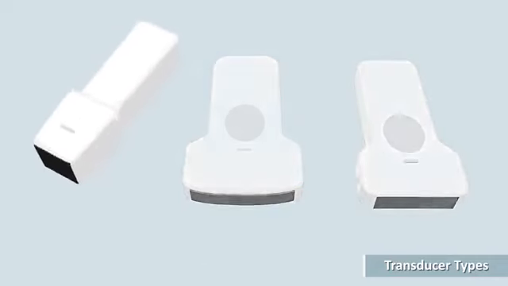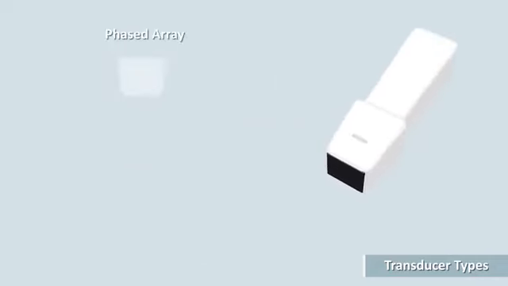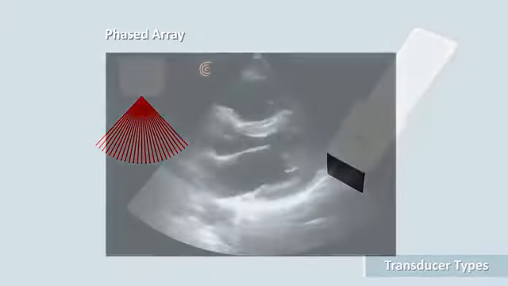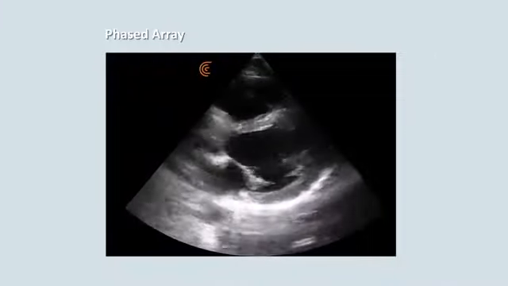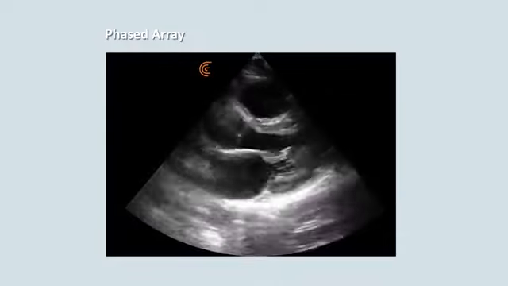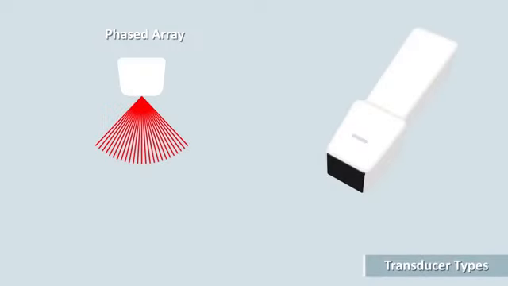A phased array's transducer elements are arranged in a row and the face or aperture is fairly small. The elements are steered electronically to produce a pie-shaped image. The near-field image quality is typically not as good as convex array because there are fewer elements. The smaller footprint is able to access smaller imaging windows, such as cardiac images between ribs.